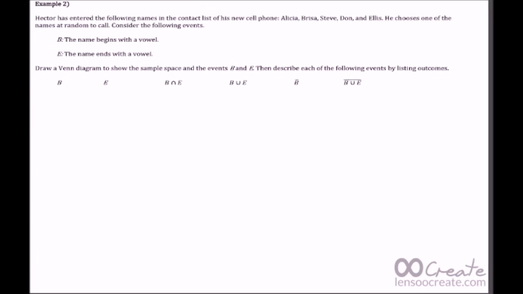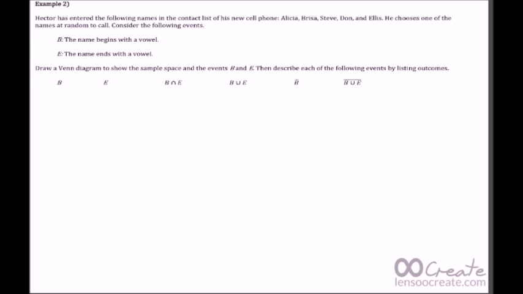Alright, example 2. Hector has entered the following names in the contact list of his new cell phone: Alicia, Brysa, Steve, Don, and Ellis. He chooses one of the names at random to call. Consider the following events. Event B, the name begins with a vowel. And event E, the name ends with a vowel.